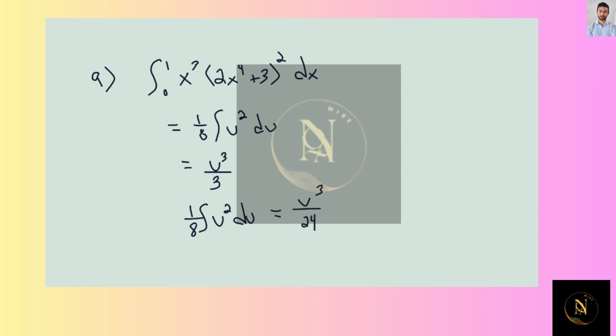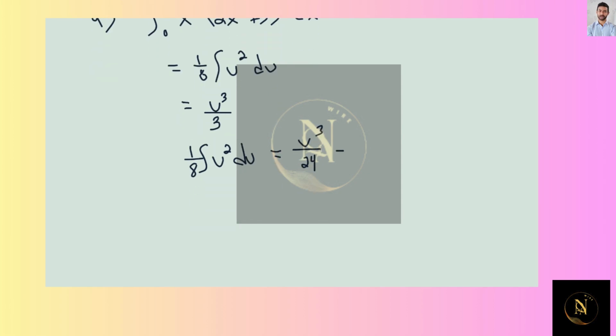And now we substitute back in for u the quantity 2x to the 4th plus 3, cubed over 24. And then the general would be plus c, but we want the definite integral from 0 to 1, and so that would be equal to, 1 would be 2 plus 3, that's 5.